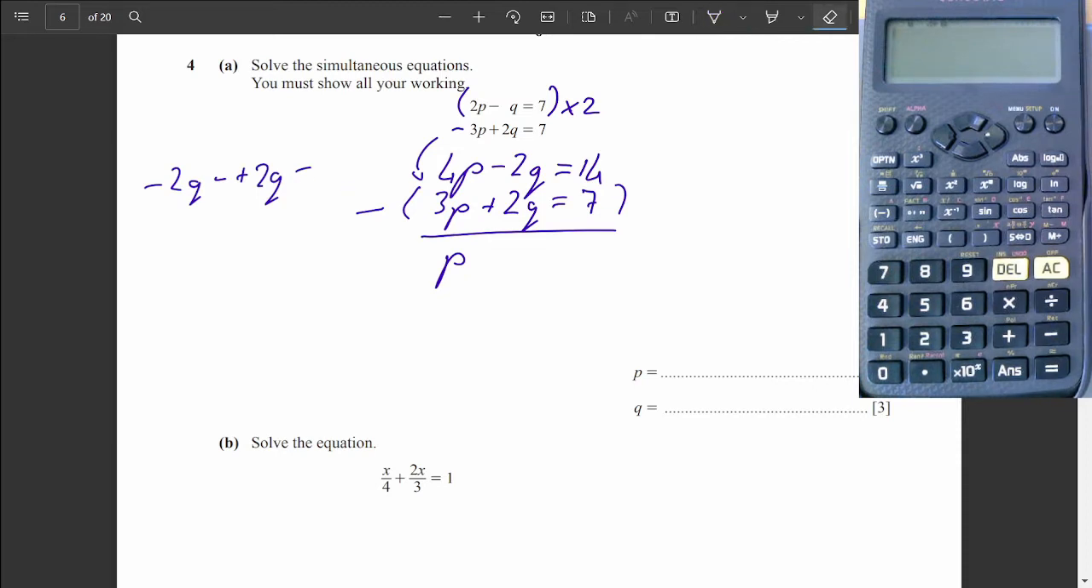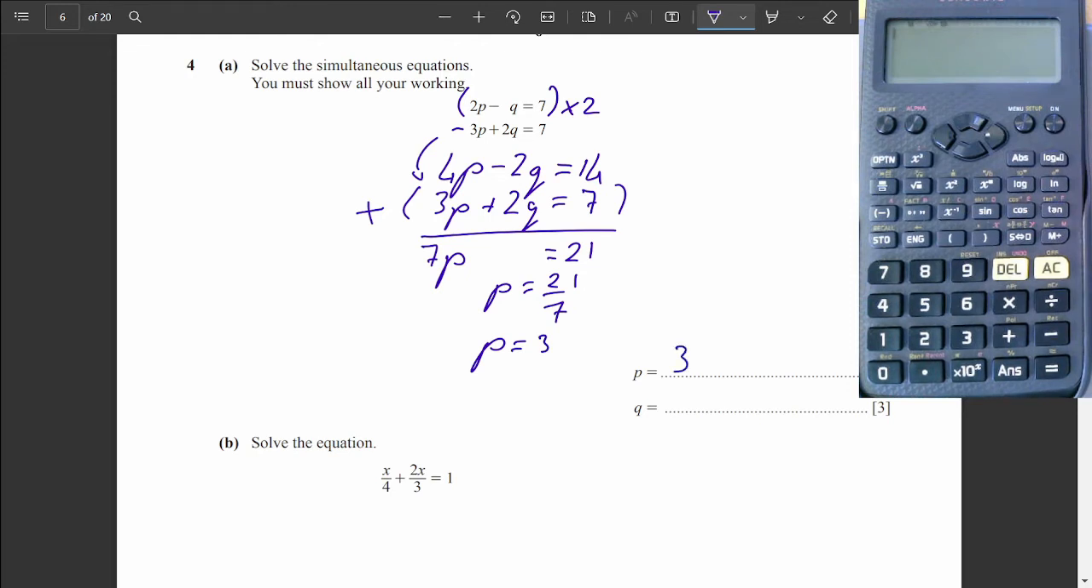We want to eliminate the q value. So subtracting is not going to work. We need to add them together. So that will be 4p plus 3p is 7p, minus 2q plus 2q in the end will be 0, and that means we've eliminated the q value, and that's what we want. 14 plus 7 is 21. So the next step will be to divide by 7, and we have p is 3.